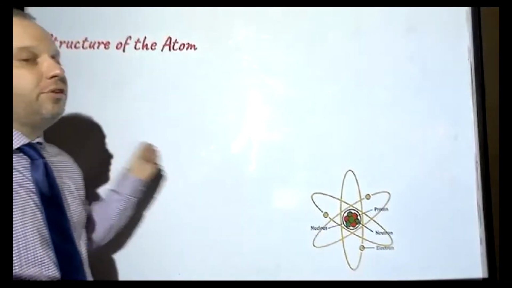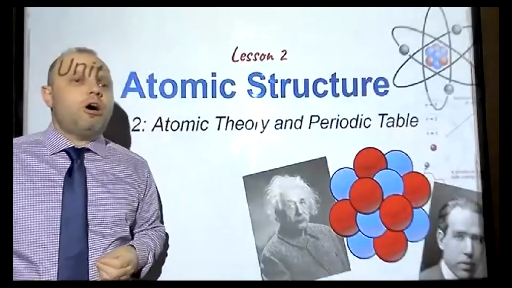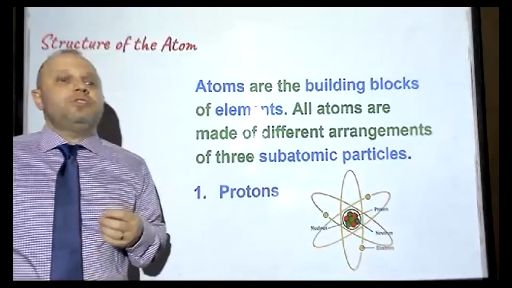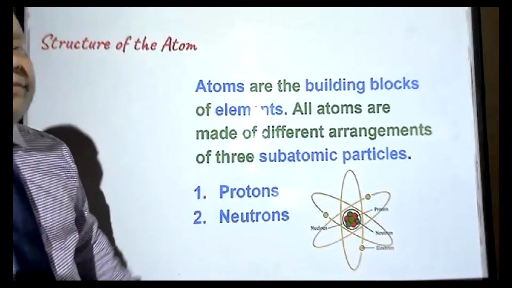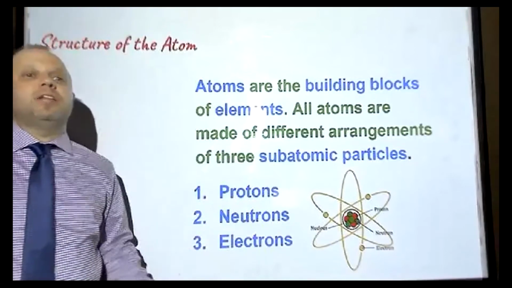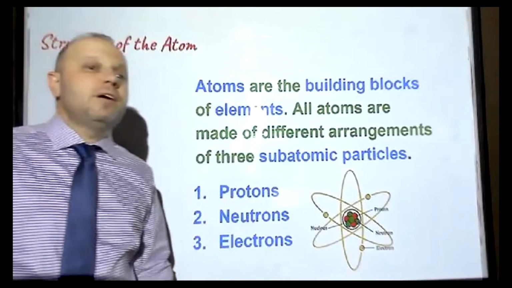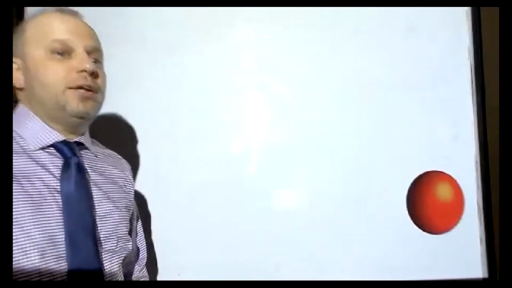Okay, let's take a look at the second page. So going into the structure of the atom, we're going to start off by talking about protons, then we're going to talk about neutrons, and then finally we'll talk about electrons. So we're going to start off talking about protons.